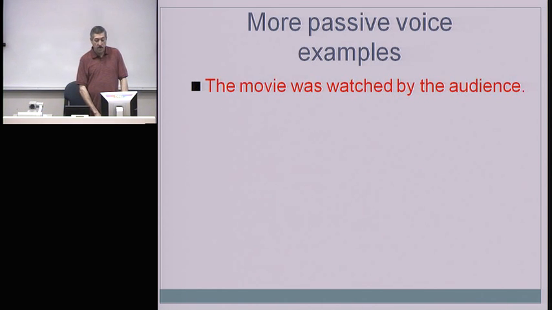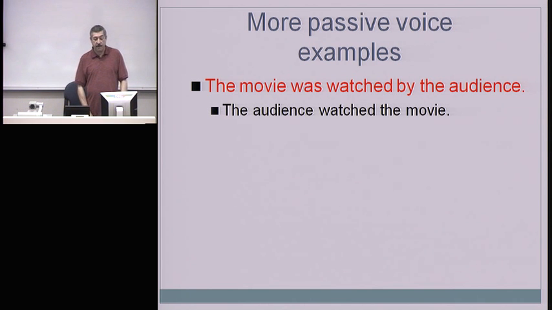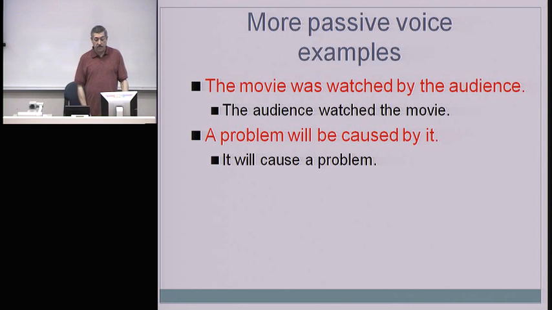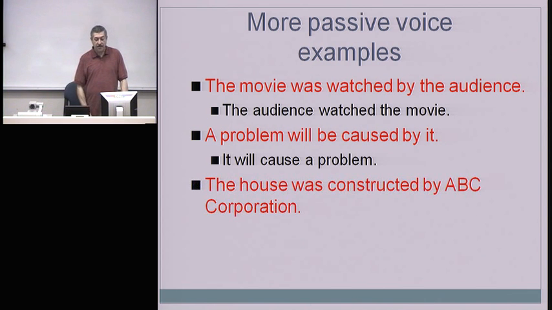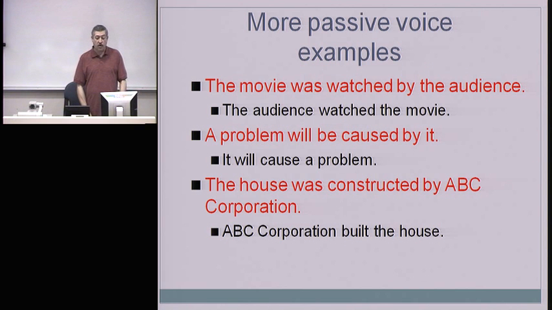Let's see, more passive examples are: the movie was watched by the audience, where it would be more clear to say the audience watched the movie. And the problem will be caused by it, which would be better as it was caused by the problem. But I would avoid the word it if you could. And also the house was constructed by ABC Construction, where it should be ABC Corporation built the house.